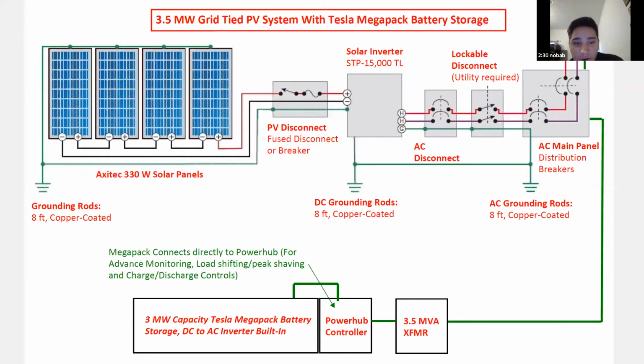Here's a block diagram of our 3.5 megawatt PV system. We have our panels connected to a fuse disconnect, leading to the inverter and ultimately to the main AC panel downstream into the university-owned substation. We have also shown the Tesla Megapack, which is an impressive 3 megawatt lithium-ion battery storage unit. Next slide, please.